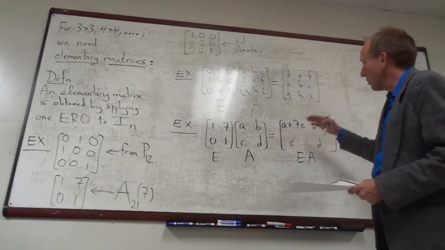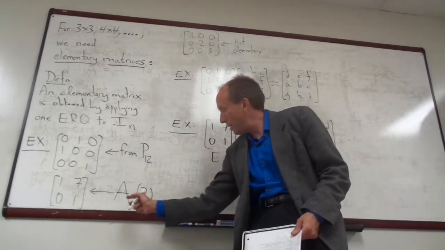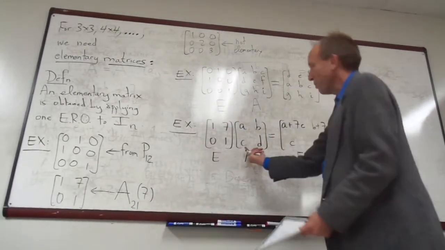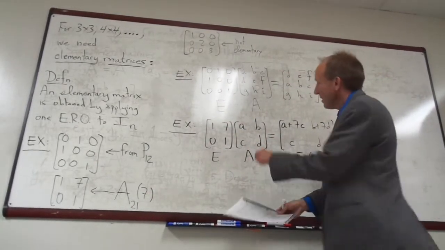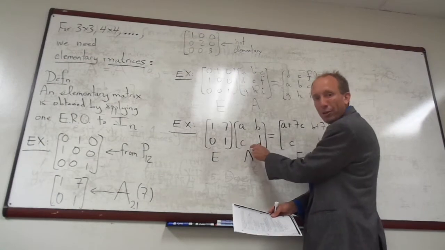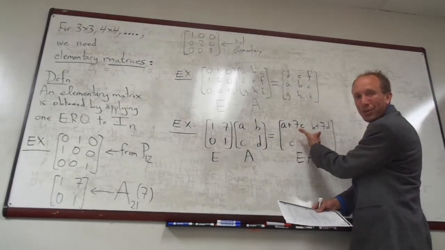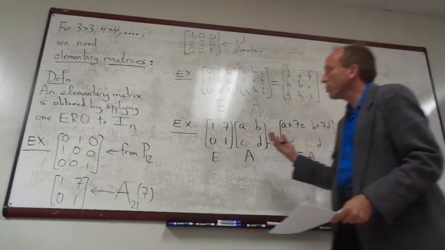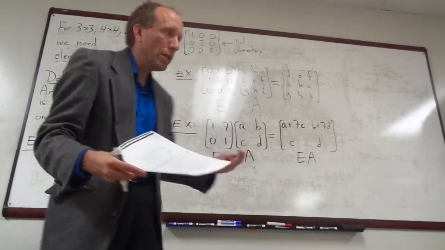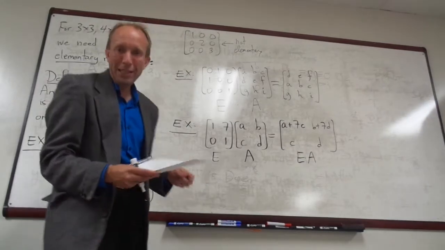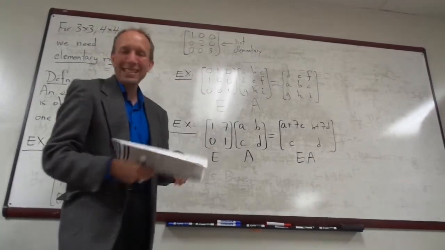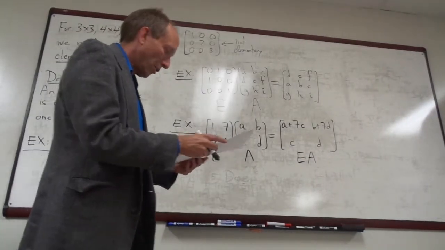So E times A, when I do that multiplication, what have we got? Basically, we took this ERO. We did A21 of 7 to the matrix A. We took 7 times the second row and added it to the first row. That's what we got up here in the first row. So the EROs really can be encoded by these elementary matrices. Every elementary matrix is like doing an ERO.